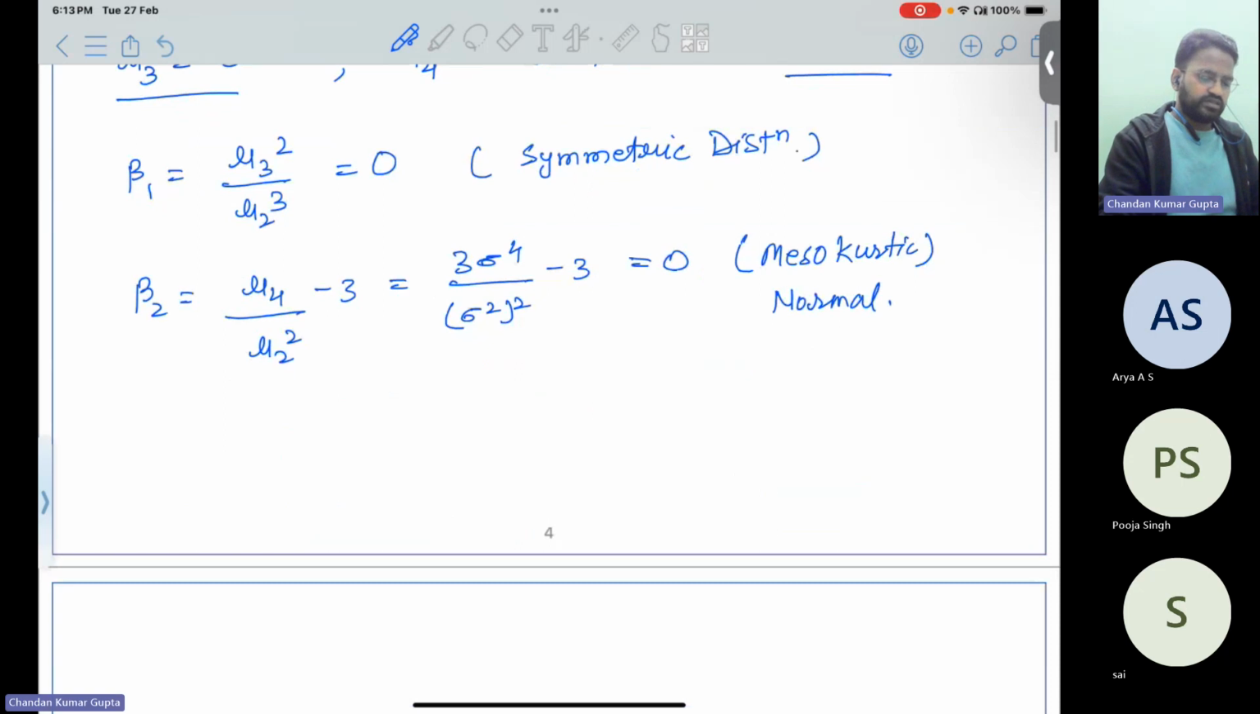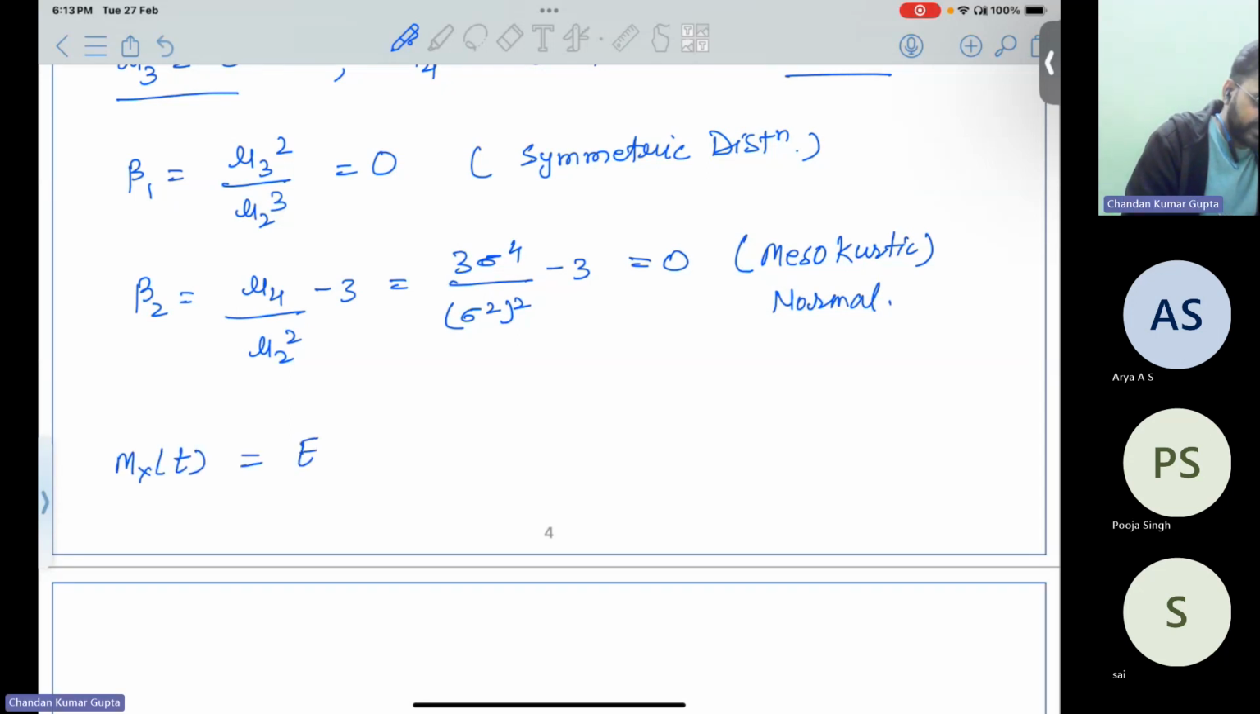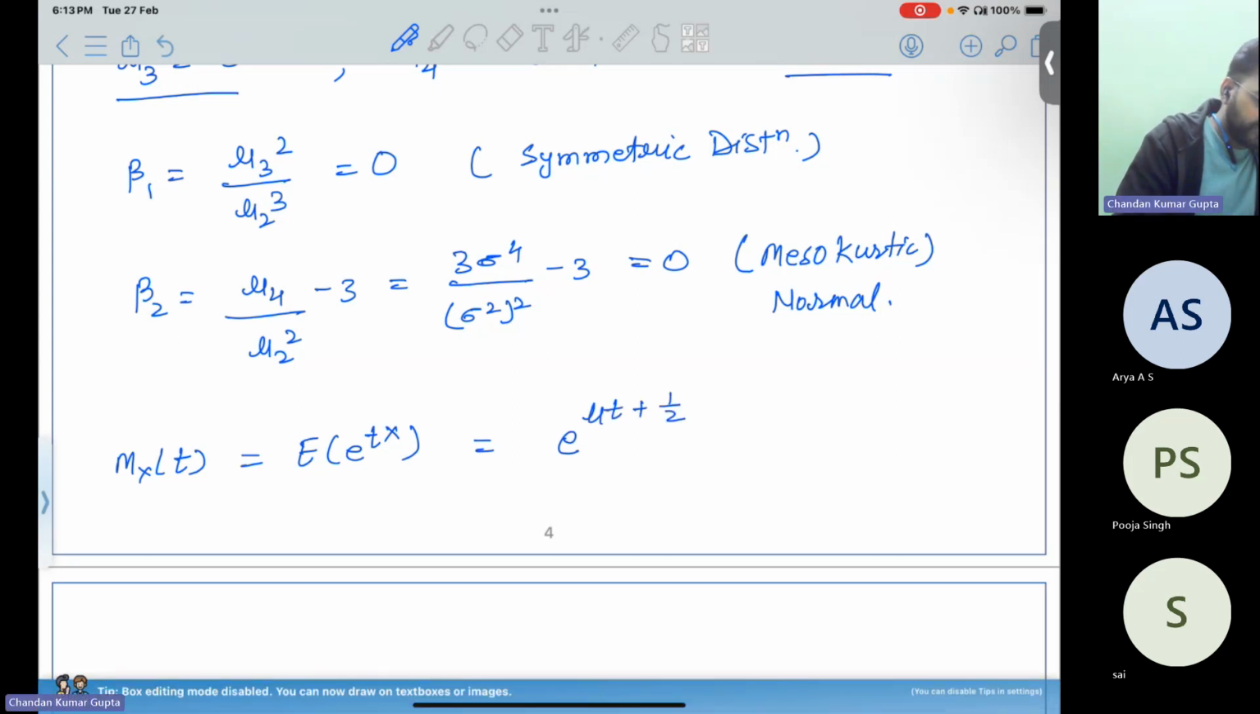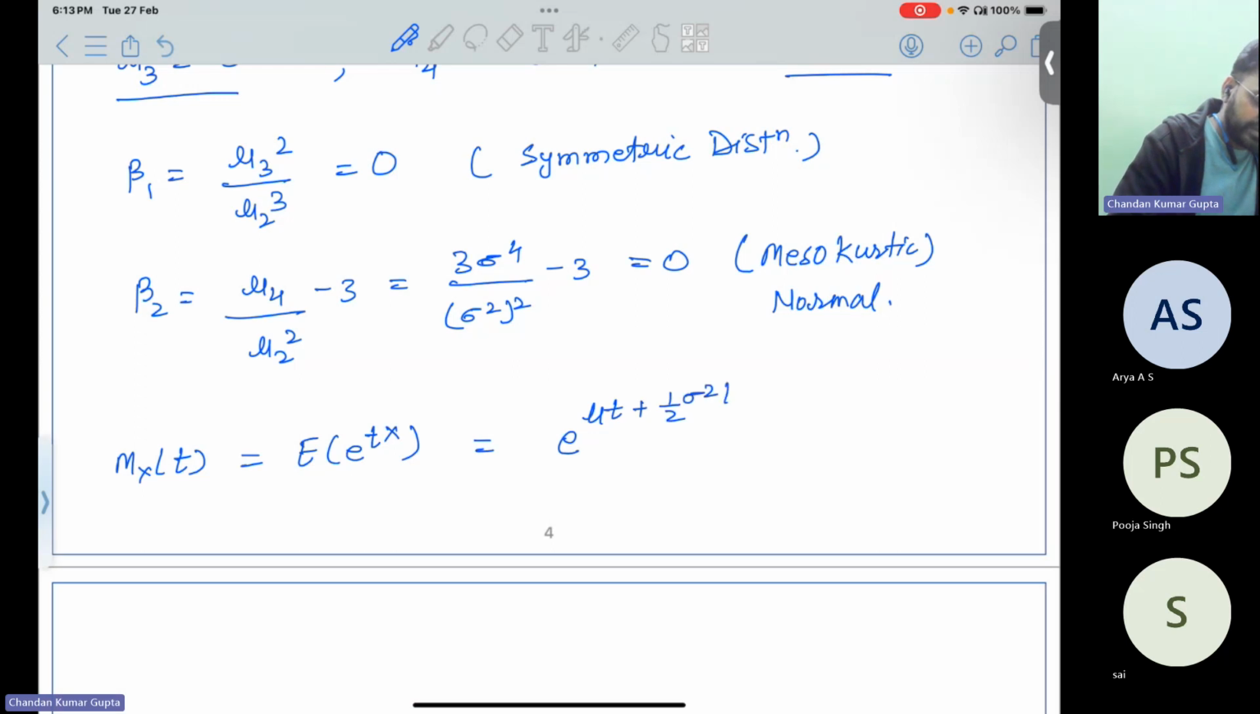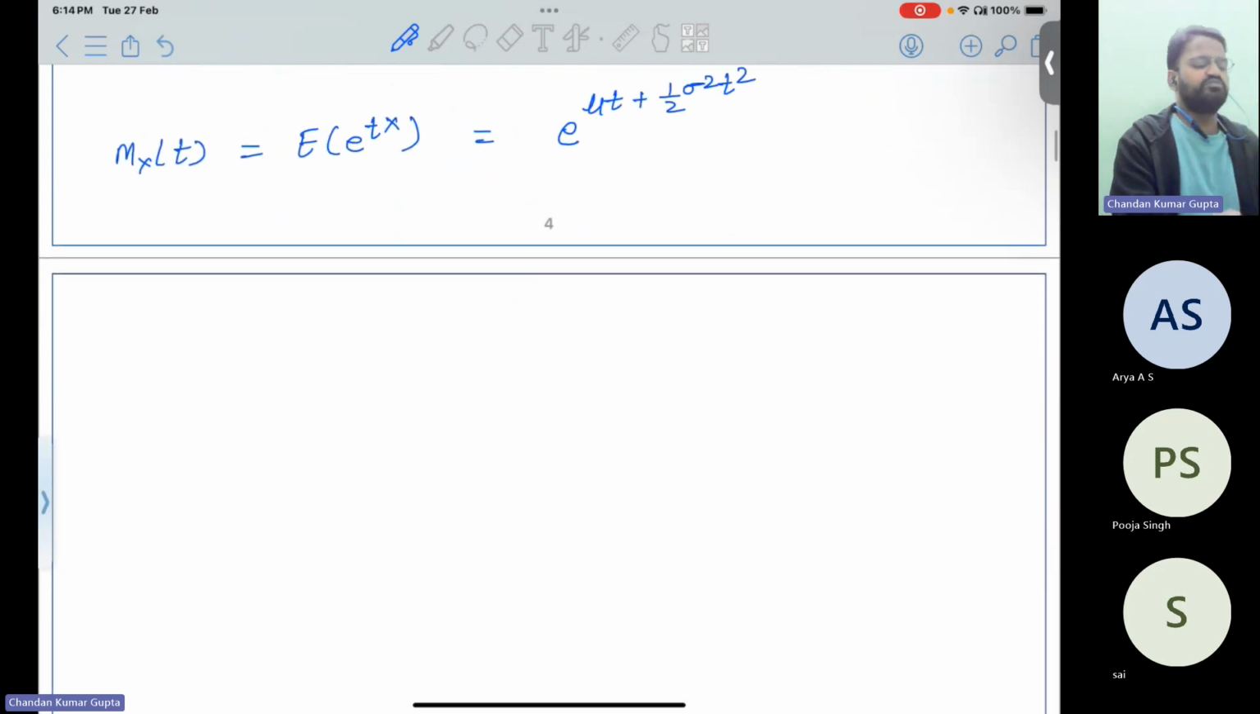Now, the moment generating function. Okay, so the MGF, M_X(t), is defined as the expectation of e to the power tx, which is e to the power mu t plus half sigma square t square. This is the MGF for the normal distribution. Okay. Now there are many properties of the normal distribution. We will discuss some here.